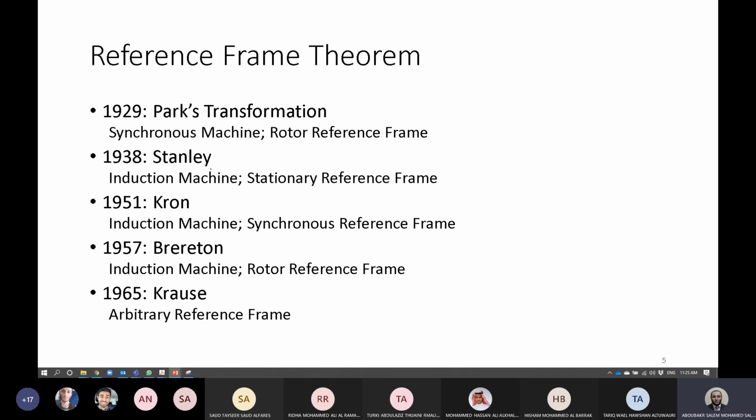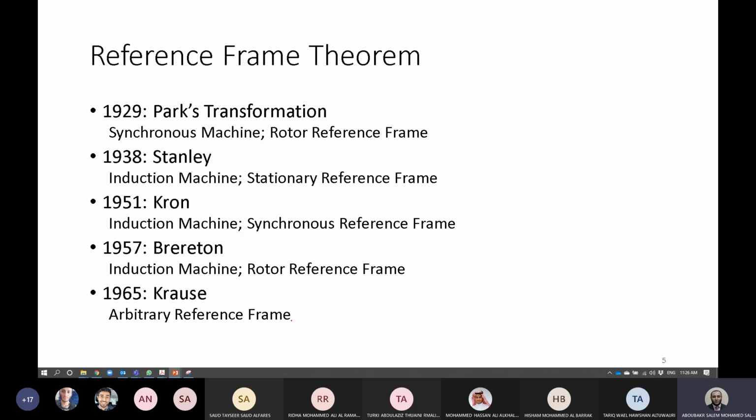Another guy called Stanley, in 1938, made the induction machine stationary reference frame. So this is another reference frame that has already been used. Another reference frame was from someone called Kron. He made the induction machine synchronous reference frame, so he used the synchronous reference frame with induction motors. Another guy used the induction motor rotor reference frame.